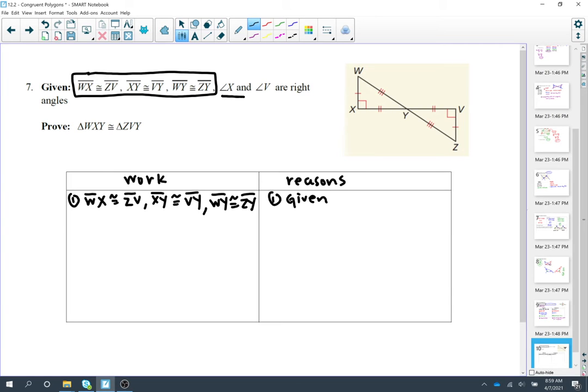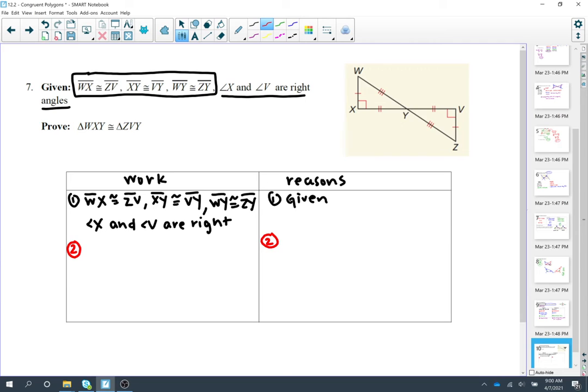Well, they told us something in the given about 2 of the angles. So I'm just going to keep this with the same step, and I'm going to say that angle X and angle V are right angles. And I'm just going to leave that under the given, because then I'm going to use that for step 2. We're trying to prove that all the angles are congruent. The fact that angle X and angle V are right angles, well, we know that that means they're congruent, but you have to actually state that, because it didn't state that they're congruent, it stated that they were right.